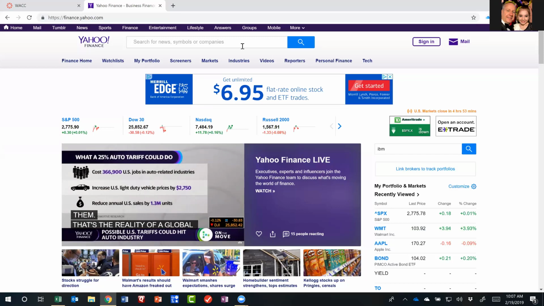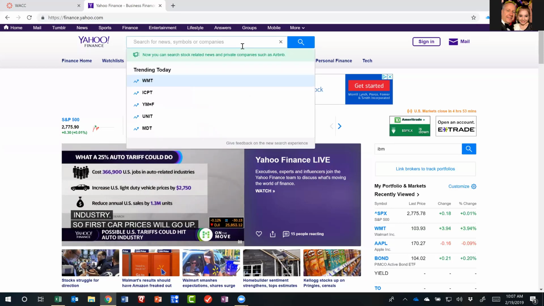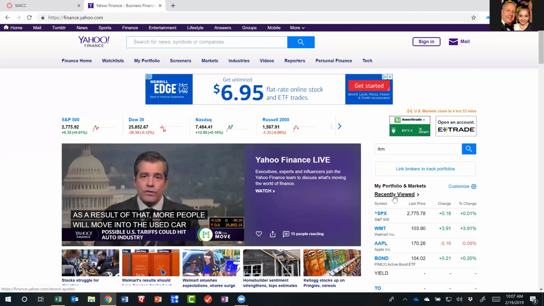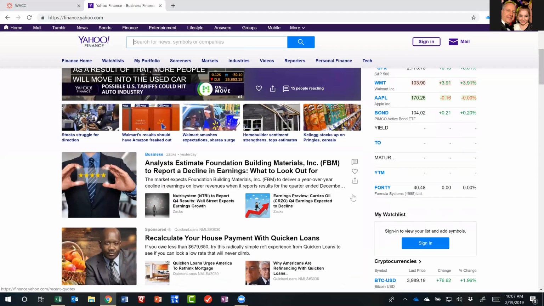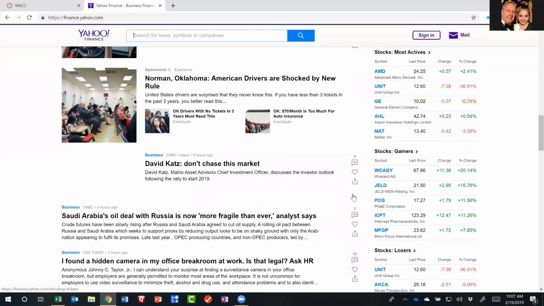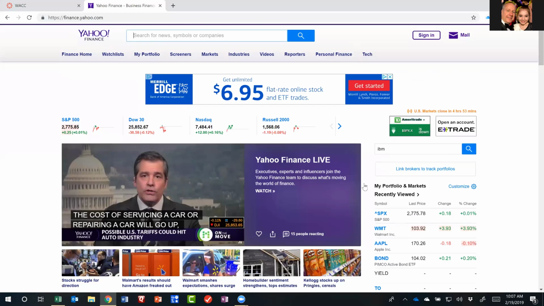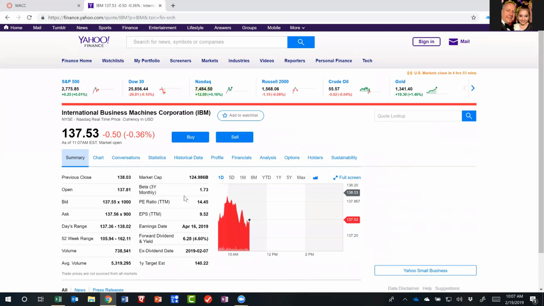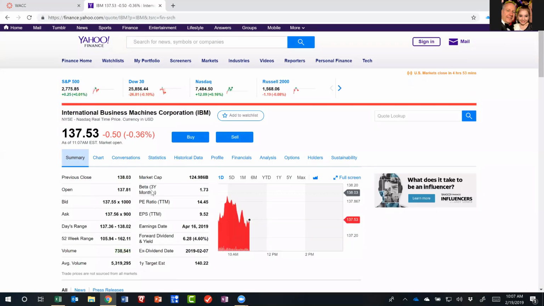Okay. For some reason, I can't get Yahoo to come up with IBM for me here. But if you couldn't go through that process, you could go out to Yahoo Finance, and here we go, and it will give you a beta.